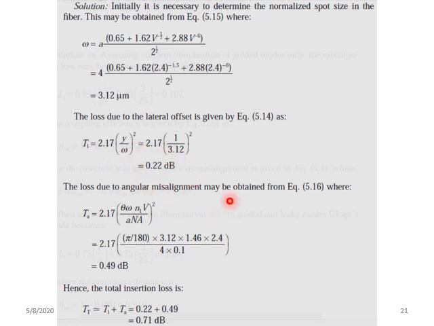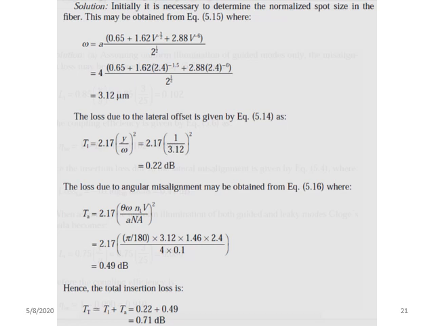For the loss due to angular misalignment theta, which is given as 1 degree, it should be in radians, that's why 1 into pi by 180. ω is 3.12, n1 is 1.46, a is 4 micrometer since the diameter is given as 8 micrometer, numerical aperture is 0.1 and V is equal to 2.4. Substituting and simplifying, we get 0.49 decibel. This is the total loss because of angular misalignment, and the earlier one is due to lateral offset. Together the total loss is T equal to T1 plus TA, which is 0.71 decibel.